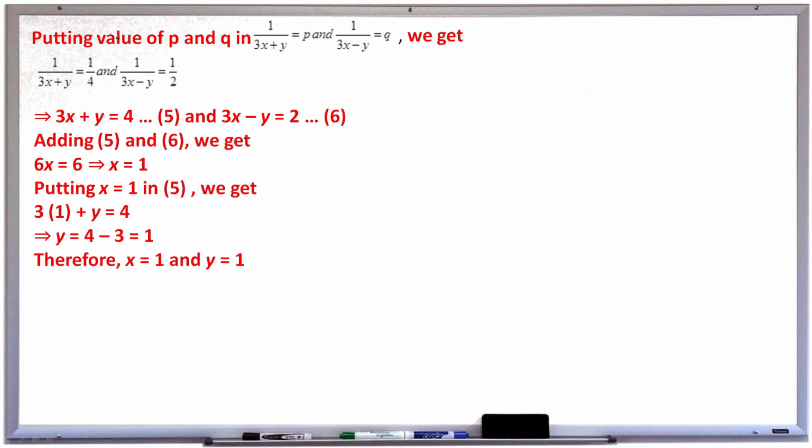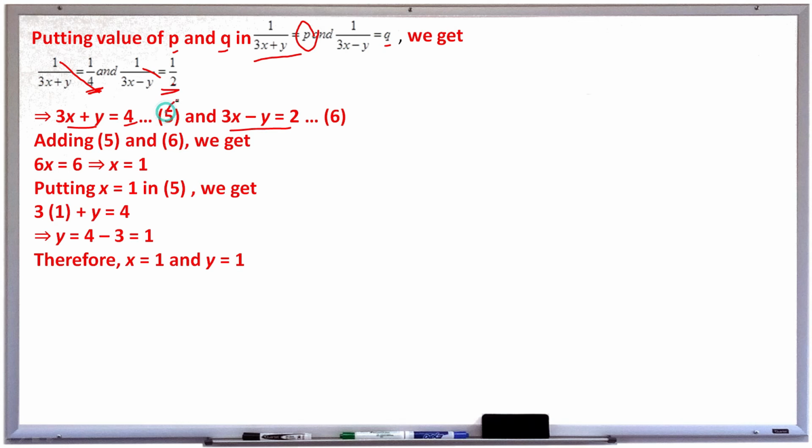Now putting the value of p and q in the equations, 1 by 3x plus y is equal to p. So instead of p you put 1 by 4, and q we got 1 by 2. Now we are going to simplify this. You can cross multiply. When you cross multiply, 4 ones are 4, so 4 into 1 is equal to 3x plus y. Here similarly, cross multiplying, 2 ones are 2, so 3x minus y is equal to 2.